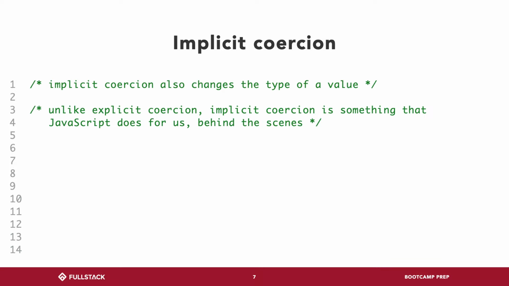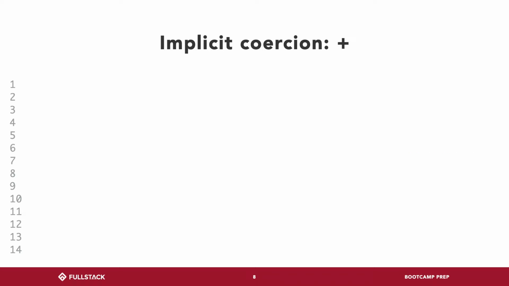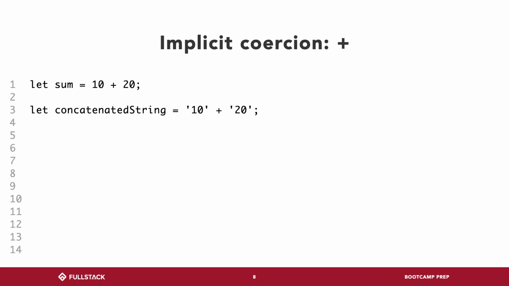So implicit coercion also changes the type of a value, but unlike explicit coercion, implicit coercion is something that JavaScript does for us behind the scenes. This behavior can be very helpful, but it's important to understand what is actually going to happen because it could mess up your functions. It could mess up your logic. So let's talk about the plus sign.